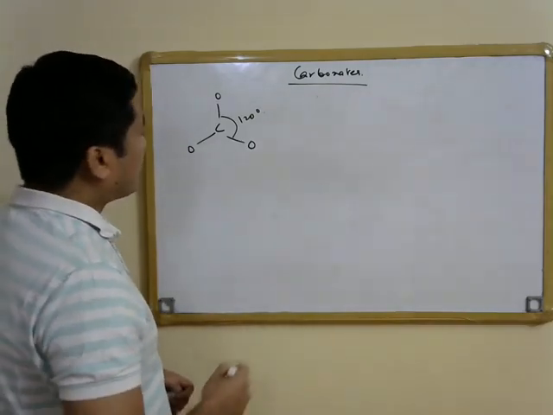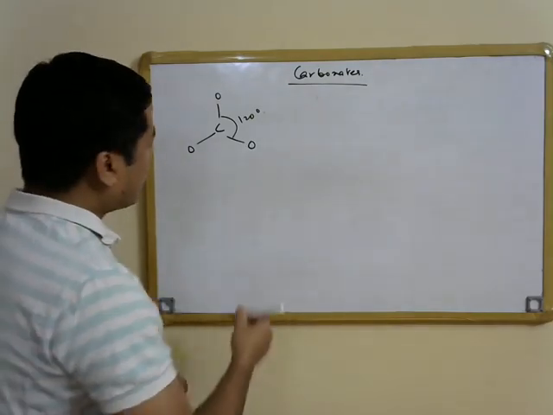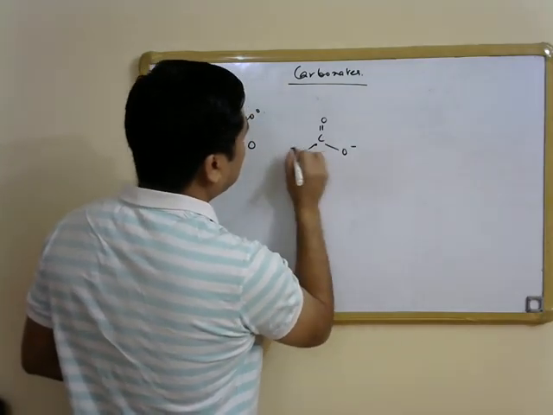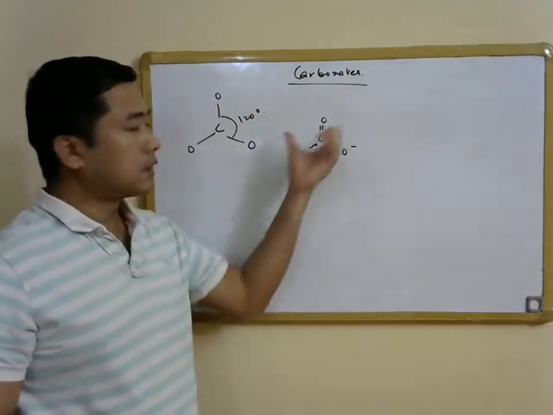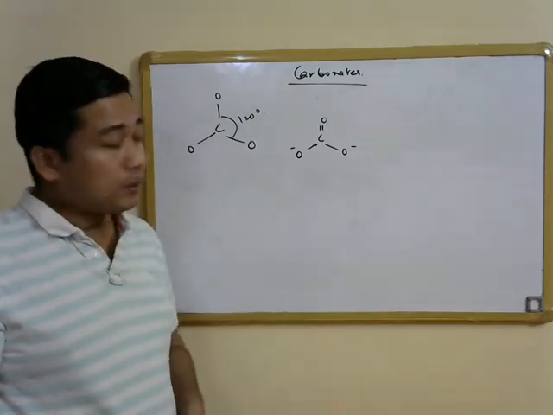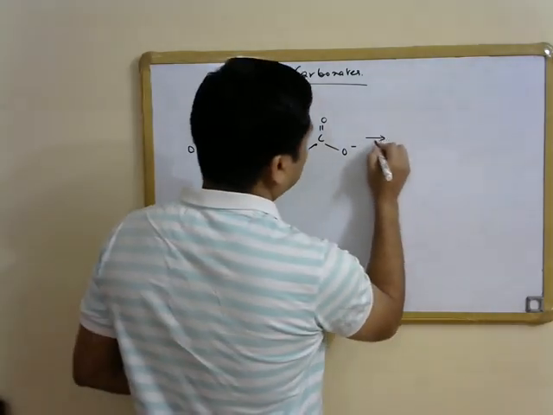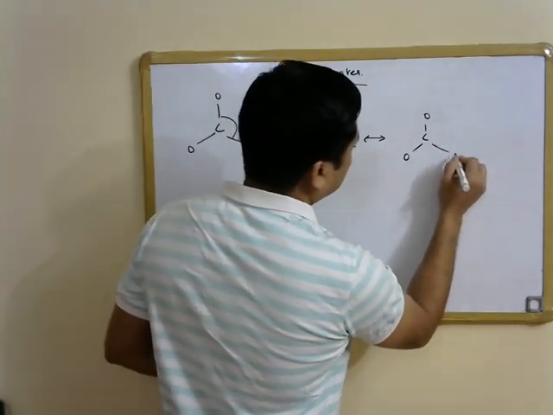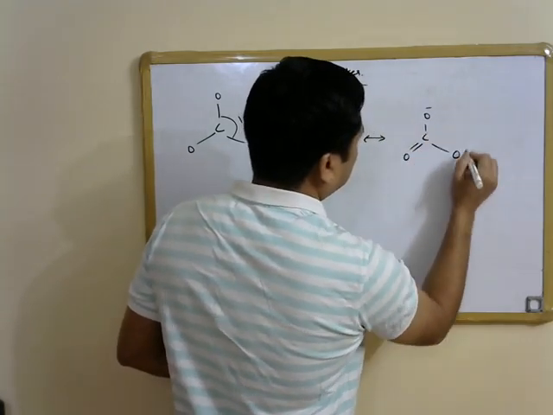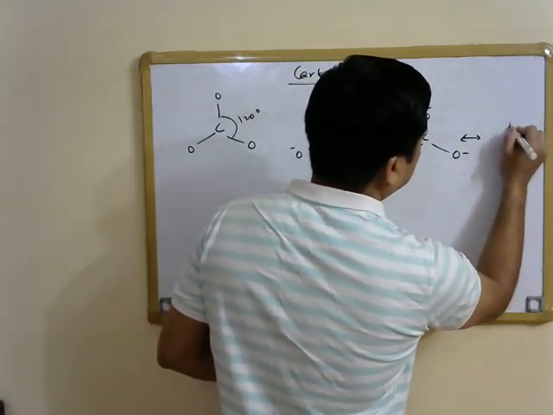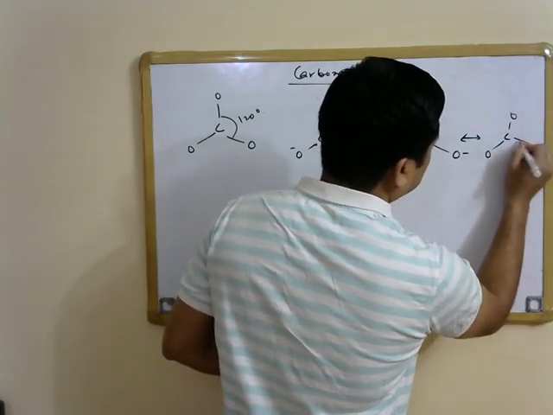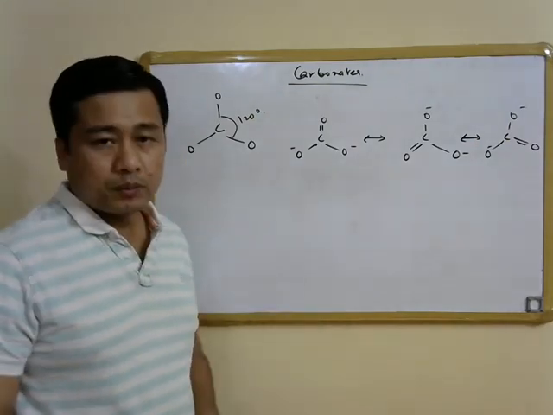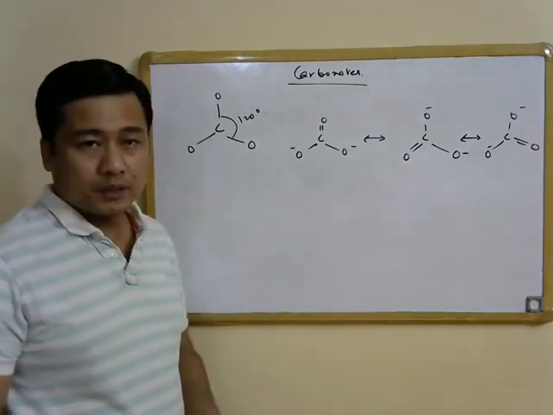If we look at the structure, we can draw it in this way, where two of the oxygen atoms carry a negative charge and one of the oxygen atoms has a double bond. We can also write resonance structures, because this double bond is delocalized over the whole molecule. So we can write another resonance structure in this way, and so on. This is the valence bond description of the carbonate ion.